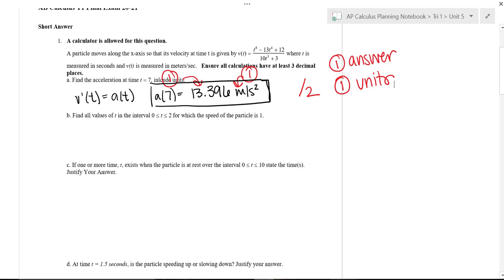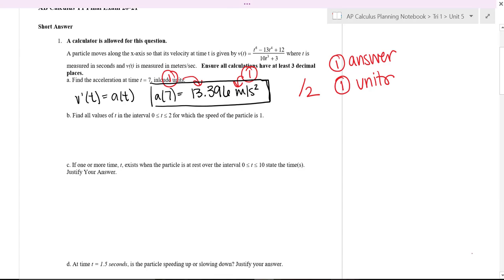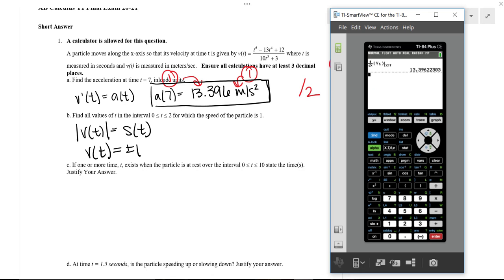All right, this next one is going to require a little bit of calculator work. We want the speed for which it is 1. So I'm going to make a little bit of notation just so we're aware of what's going on. I know that the absolute value of velocity equals speed, which means that velocity can equal plus or minus 1 in this scenario. Because remember, speed is not indicative of direction, right? So velocity is speed with direction, which is why that negative sign shows up.